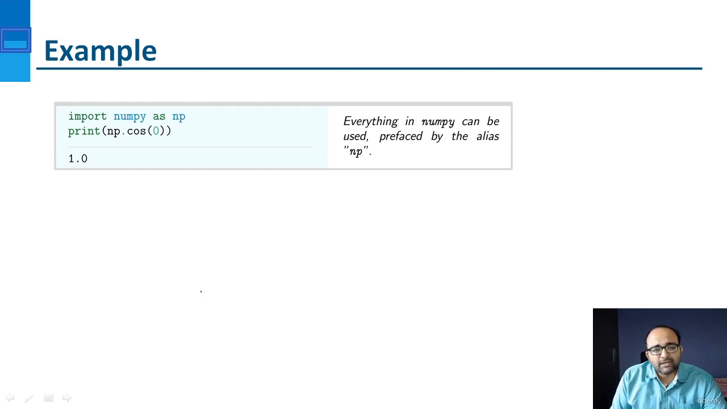Next one is you can import other modules like the numpy module. In this numpy module, you can call the cos function and pass the parameter as degrees, and you will get the answer like this, because cos 0 is 1.